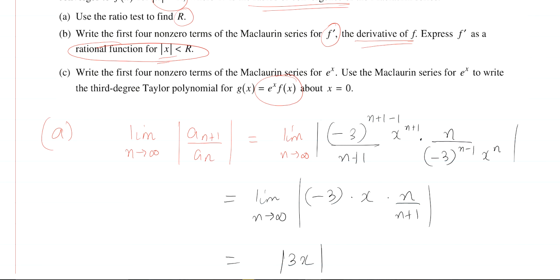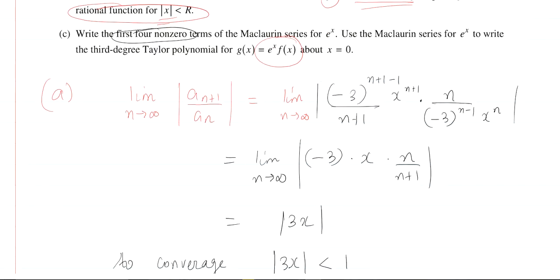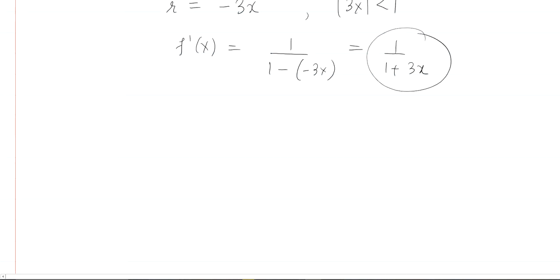the last part says, write the first four non-zero terms of the Maclaurin series for e to the x. So first let's write that down. And then once we have the Maclaurin series for e to the x, it also wants us to write the third degree Taylor polynomial for g of x, which is e to the x times f of x. Alright, so first let's write down the Maclaurin series for e to the x. So f of x is equal to e to the x.